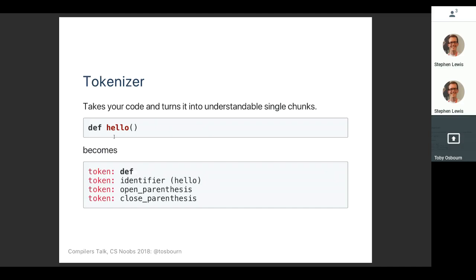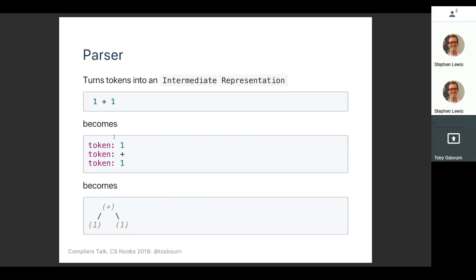That's all it does. The parser will take all those tokens and turn them into that thing I said earlier, the intermediate representation. So you've got your list of tokens here. If we had 1 + 1, that's a token 1, token plus, token 1. And that'll become this little tree structure that says, okay, there's a plus operator and it needs something on its left, which is 1, and something on its right, which is 1. That's a very simple example of what the intermediate representation might be like.